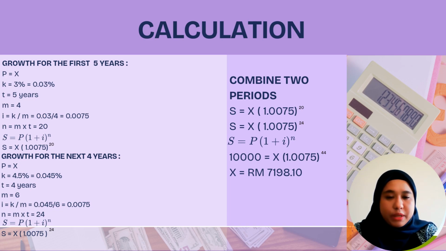S equals P(1 + i)^n. 10,000 equals X(1.0075)^44. So the X value is 7,198 ringgit 10 cent.